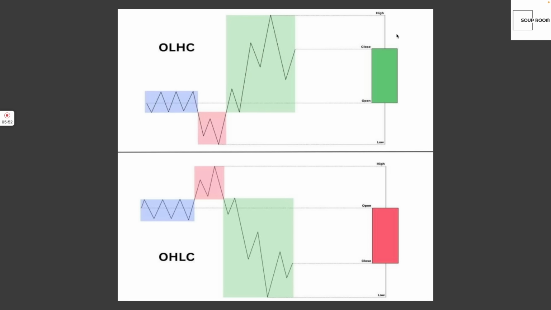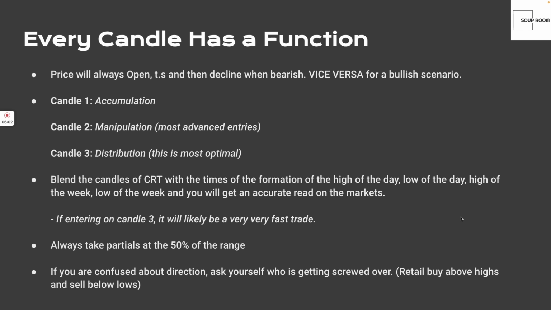This is a daily candle. This is a 4-hour candle. This is a 1-hour candle. This is your missing link. Every candle has a function. As mentioned before, price will always open, turtle soup, and then decline when bearish, vice versa when you're bullish.